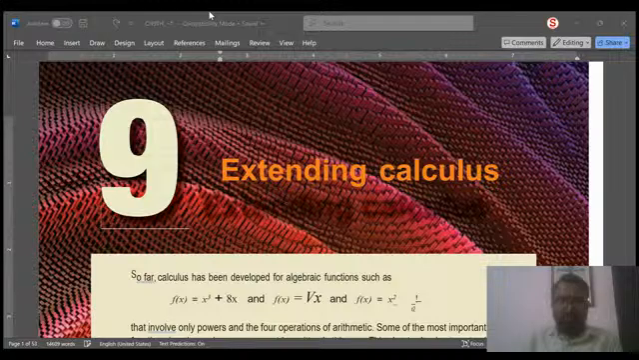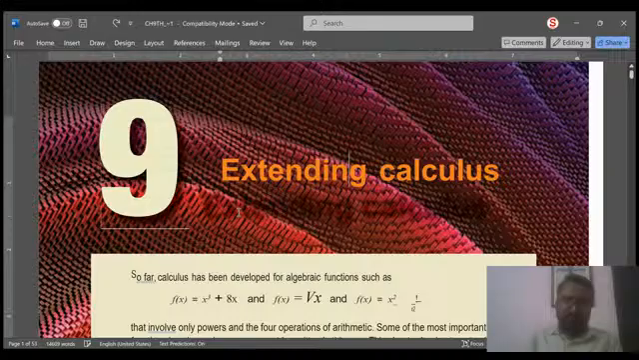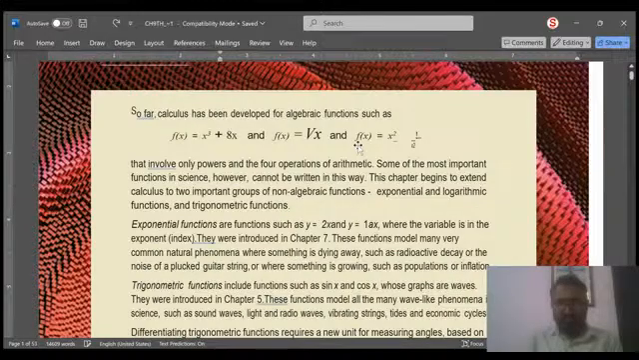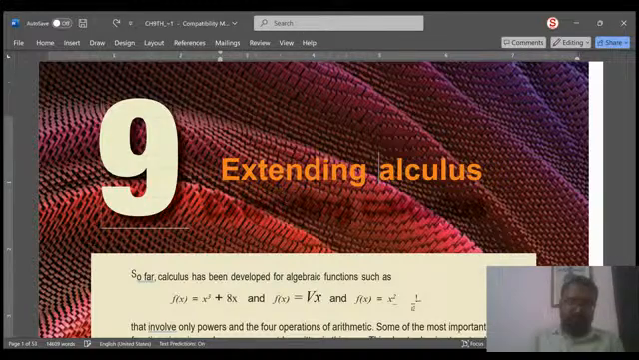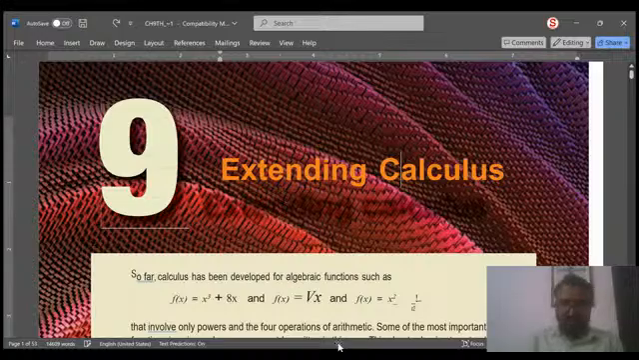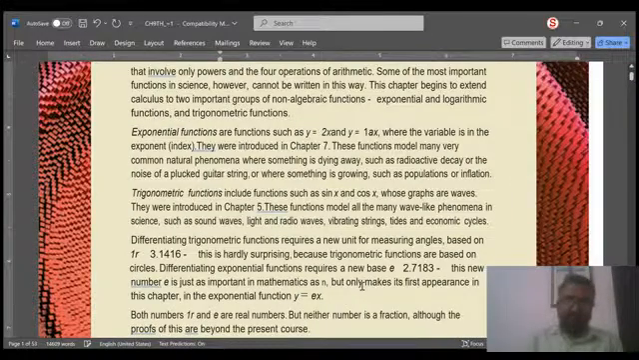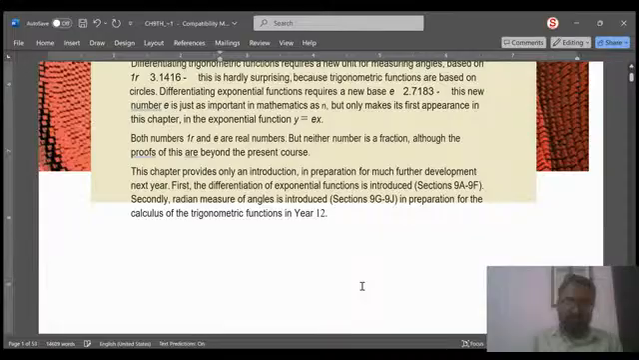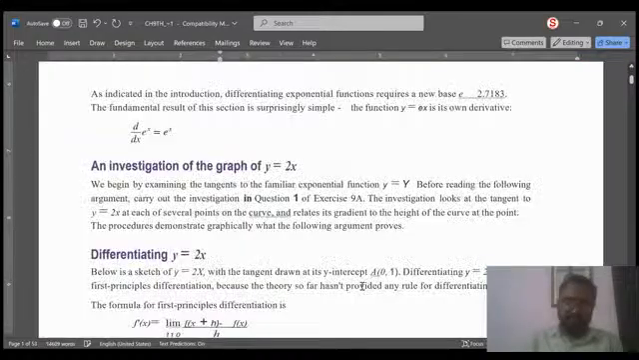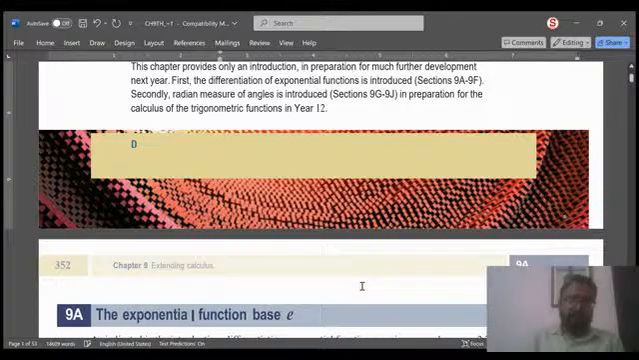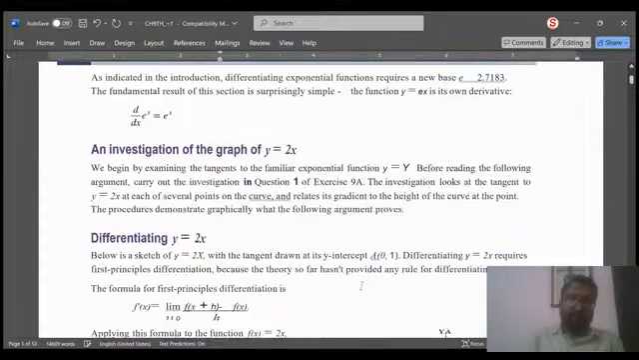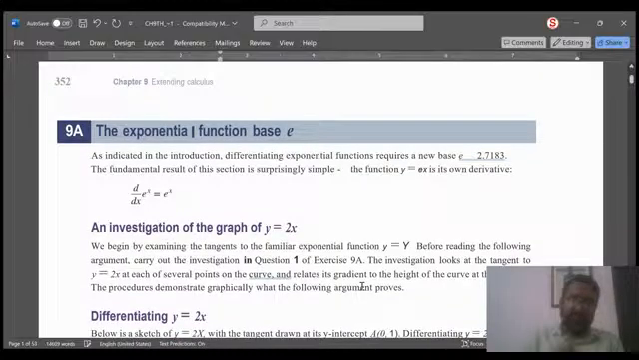So here we are in the ninth chapter. What is the chapter name? Extending calculus. So far, calculus has been developed for algebraic functions, just like 2x, x square, x cube, e power x, all the basic functions. Now it is chapter 9a, exponential function with base e.